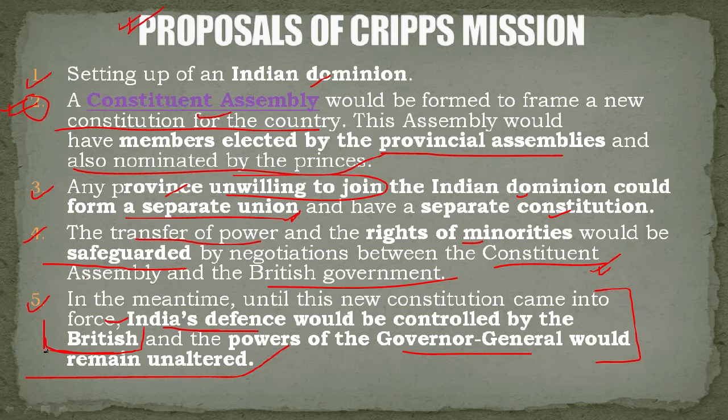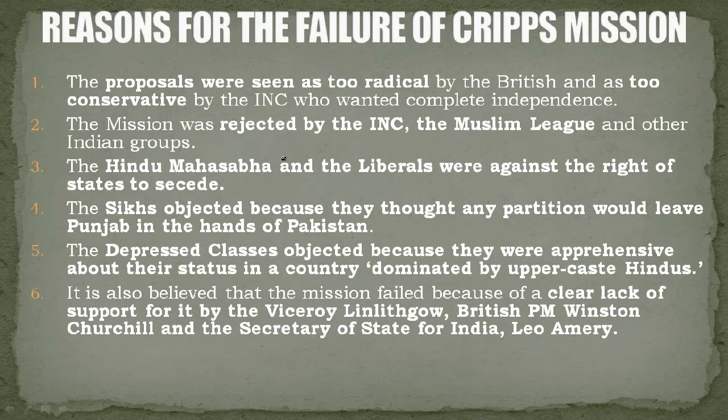So as we see, however, we got the independence in 1947. The constitution could only come into force completely in 1950. So till then, as in 1942, the Cripps Mission suggested whatever the time was going to be, whatever the year was going to be of Indian independence, till that the defense of India would be controlled by the British. But we see, students, that the Cripps Mission was proven to be a failure in India.